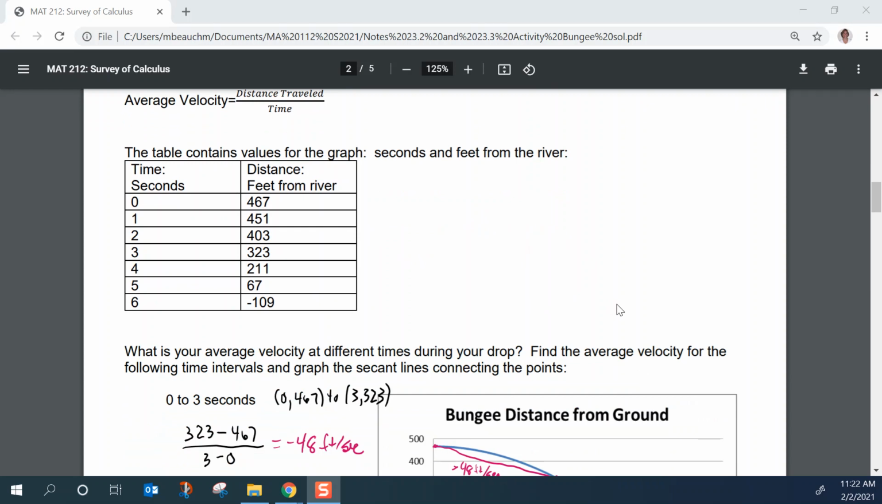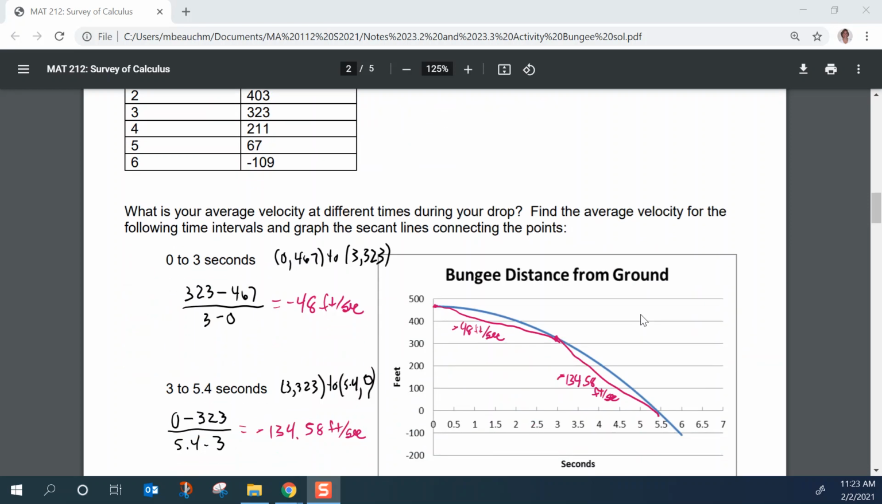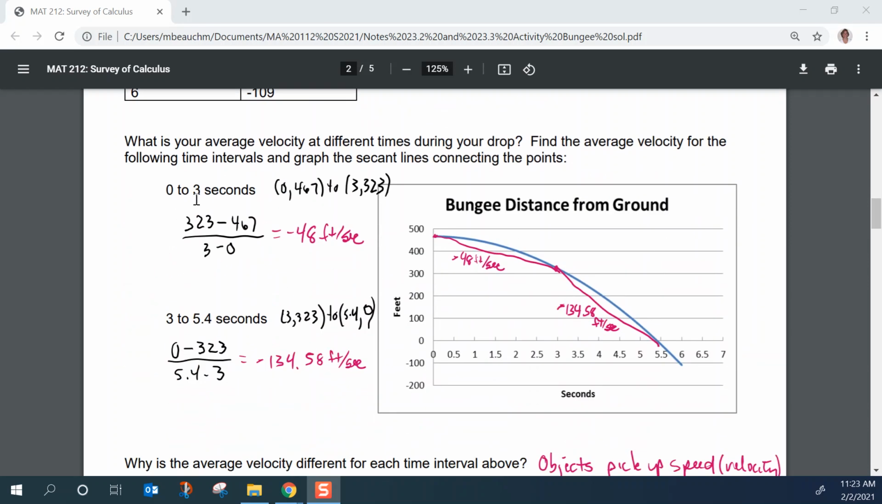So the first idea of average velocity is basically taking the slope between 2 points on a nonlinear function. So if we want to take a look at our average velocity from 0 to 3 seconds, we would take a look at the two coordinates at 0 and 3 seconds and find the slope in between. We end up with negative 48 feet per second, so that tells us we're traveling on average 48 feet per second downward, that's why it's negative, from 0 to 3 seconds.